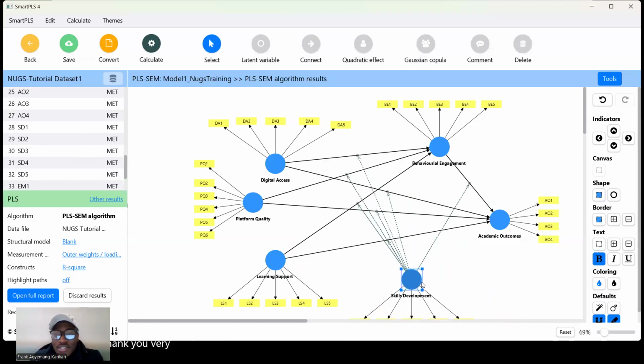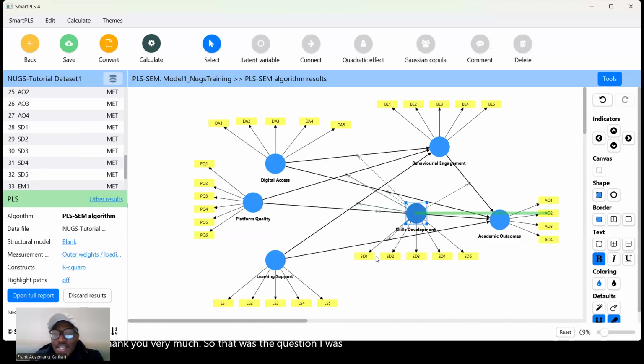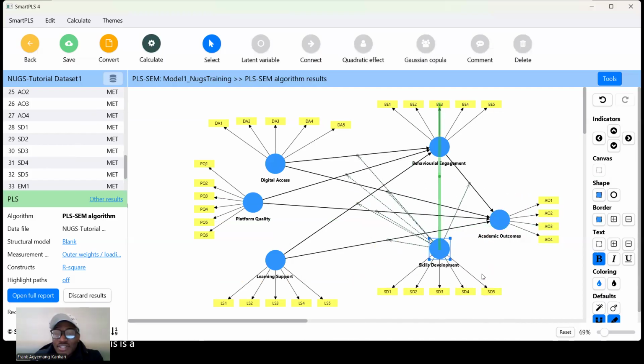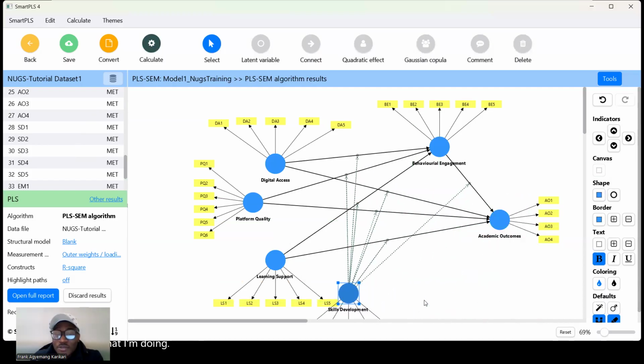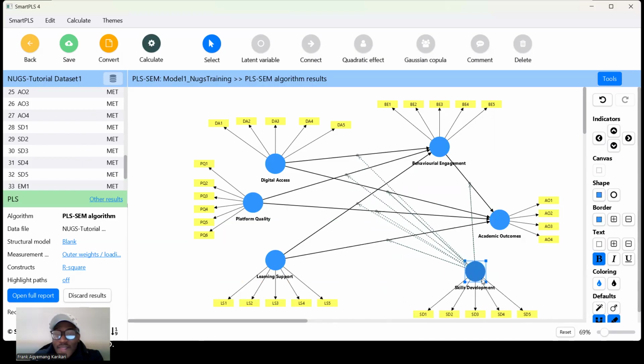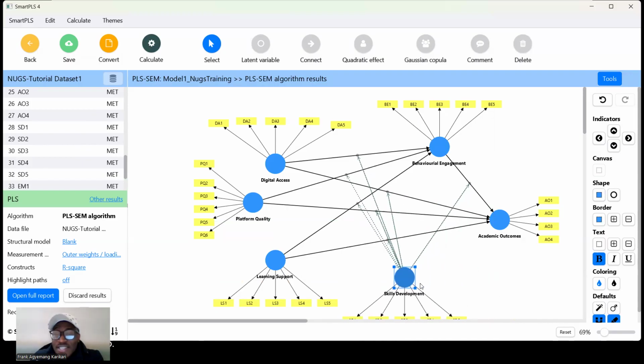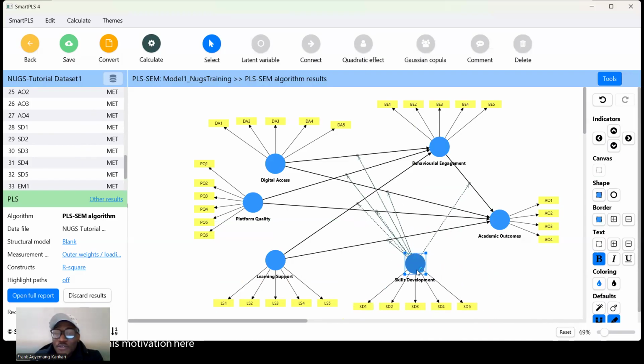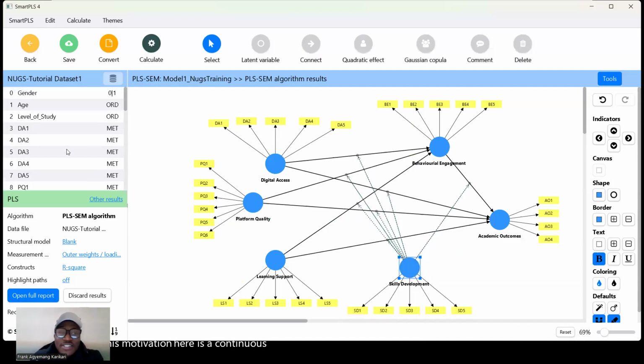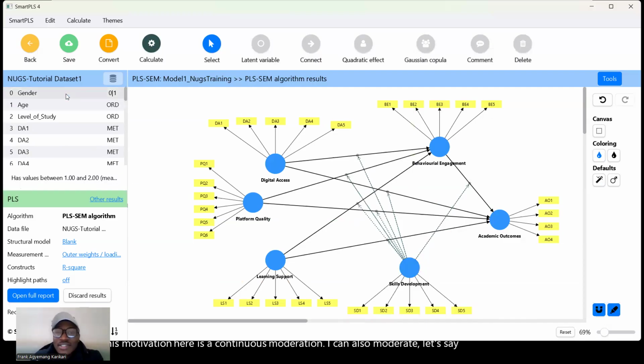So that was the question I was asking. What I'm doing right now is a moderation. This moderation here is a continuous moderation. I can also moderate, let's say, gender. We want to see whether the relation between data access and, let's say, behavioral engagement is moderated by gender.